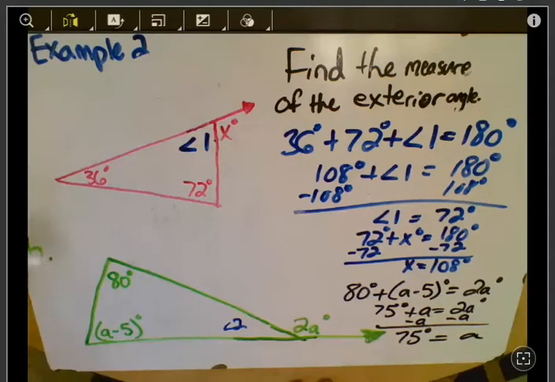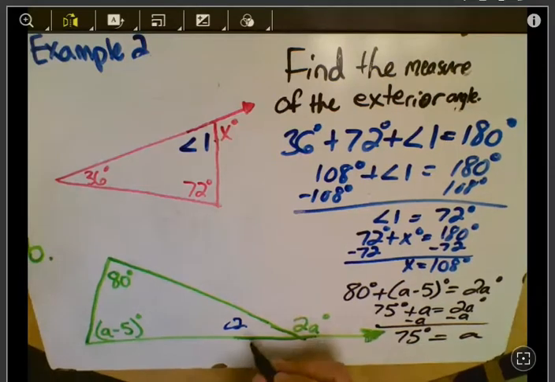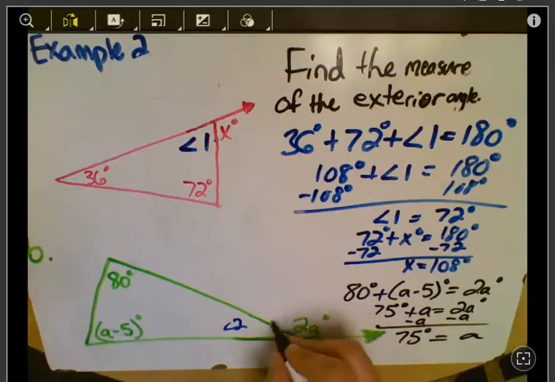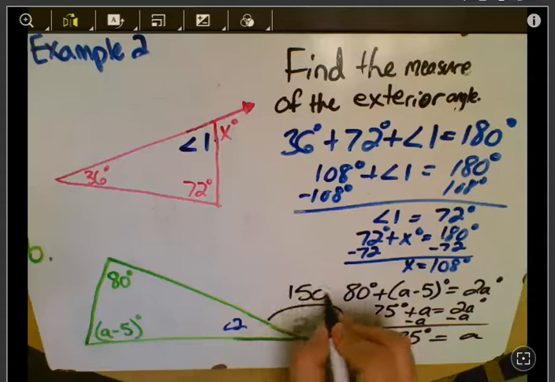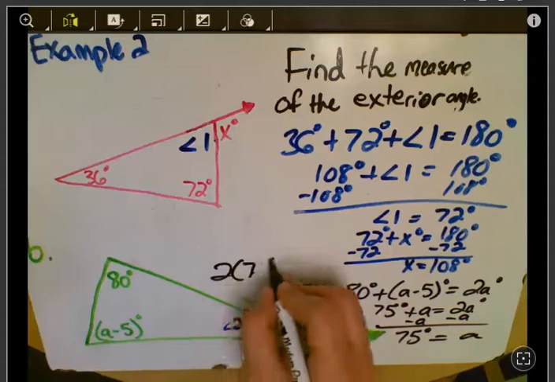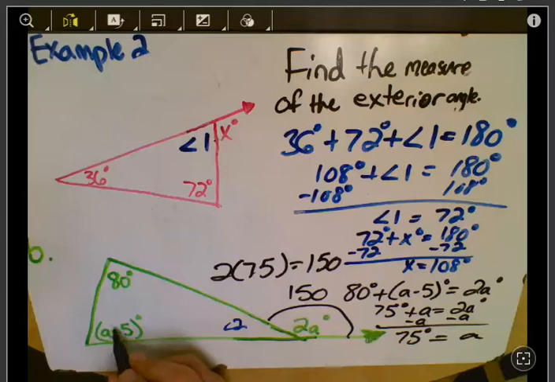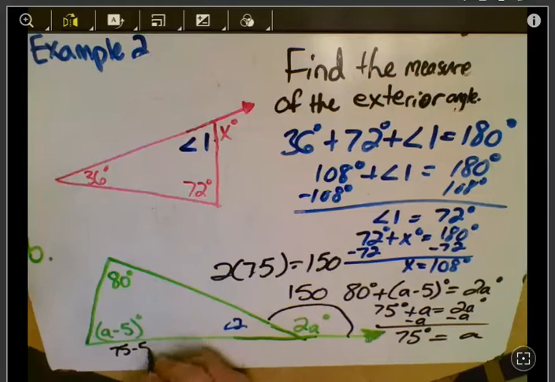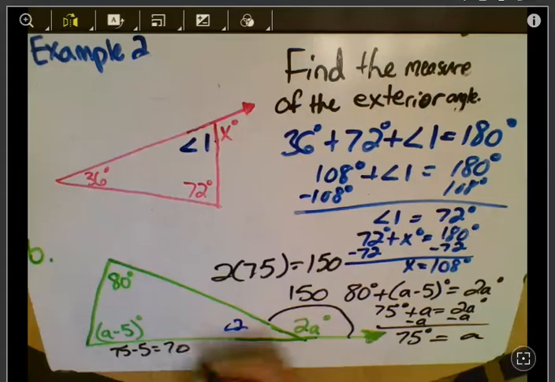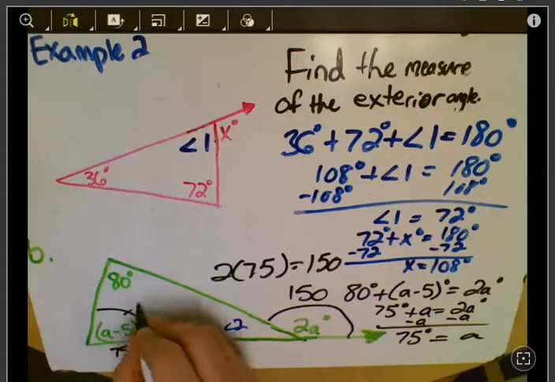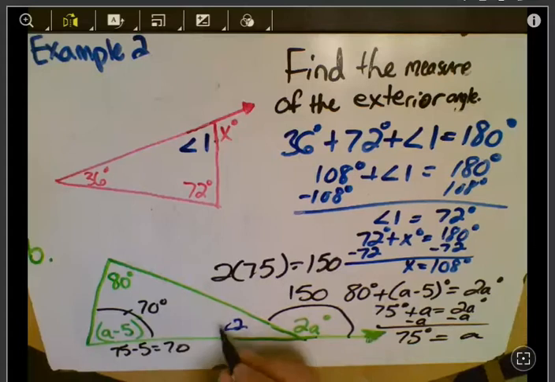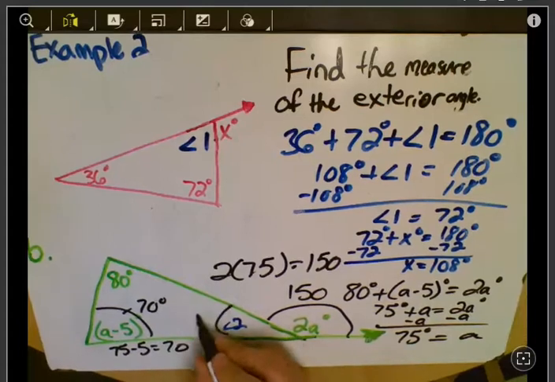Alright? Which means that this angle right here is 150 degrees because 2 times 75 is equal to 150. And then this angle right here, we just do 75 minus 5, and that equals 70. So this is 70 degrees. And that leaves this angle to be 30 degrees.